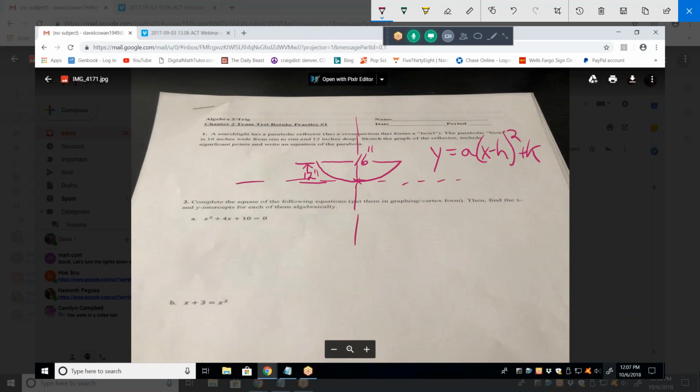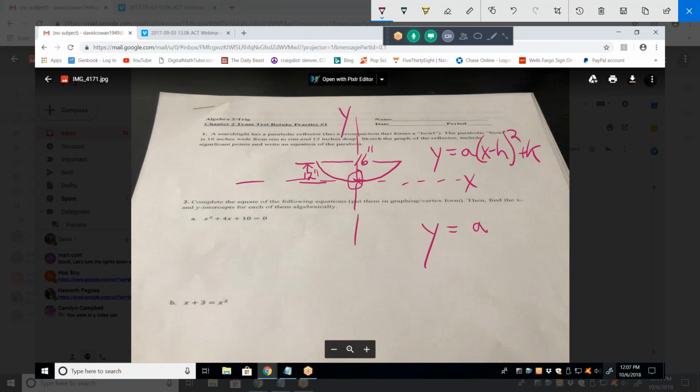So I've drawn an XY plane on there. Where's my vertex in my XY plane? What's this point right here? What's the vertex? It's 0, 0. Because I've put the y-axis there and the x-axis there, that is at the origin. I've drawn this plane so that my vertex is at the origin. So now I can write this equation.